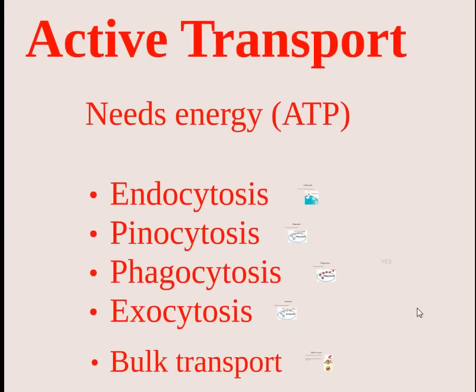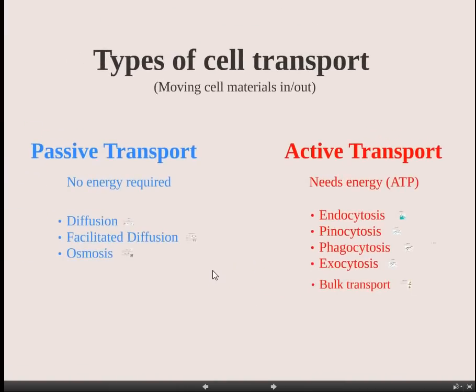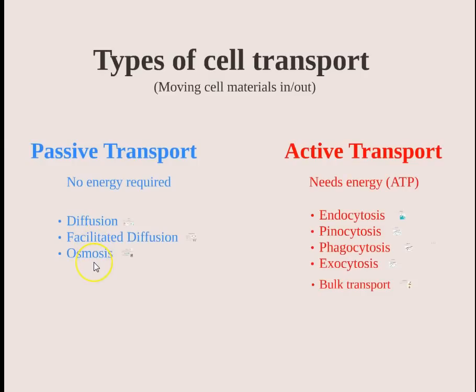So, these all right here are active transport. These all need energy. Endo, pino, phago, exo, and bulk transport all require energy, whereas the passive ones that we saw before, diffusion, facilitated diffusion, and osmosis, none of them do.